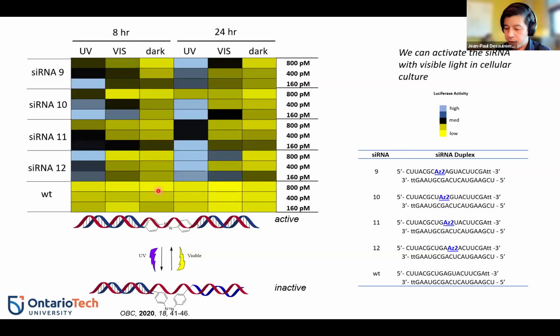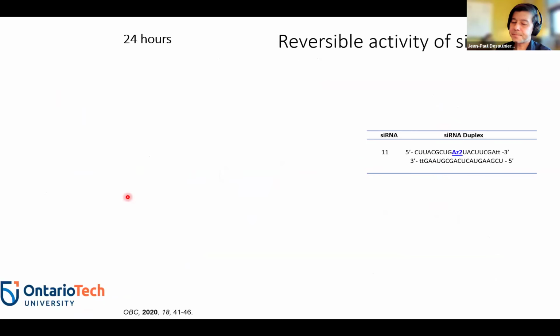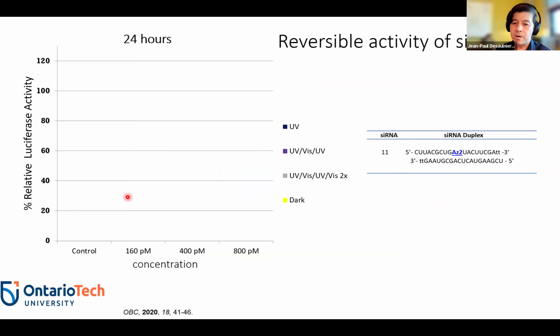And then we wanted to ask the question, could we go a step further, and could this process be reversible? We asked whether we could take an active RNA that had the azobenzene, inactivate it, so kind of do the reverse of the previous experiment, but then reactivate it with visible light. And not only that, could we go back again? Could we then re-inactivate it and then reactivate? So a lot of shuffling back and forth. Basically, 2-time cycling was what we were trying to achieve here. And so we did a 24-hour experiment.